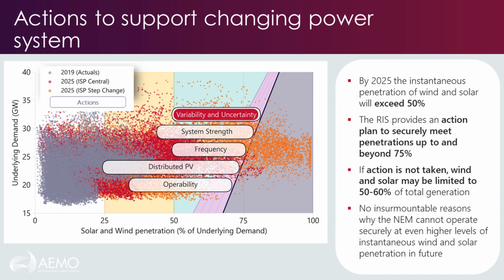However, if these actions aren't taken, we'd expect the various system limits would cap wind and solar penetration levels at between 50 and 60% of total generation. Looking to the future, AEMO has not actually identified any insurmountable reasons why the NEM can't operate securely into the grey zone, so above 75%, with instantaneous wind and solar penetrations potentially reaching up to 100%.